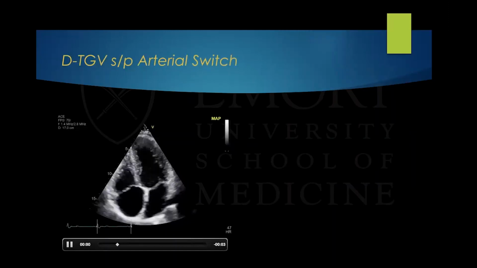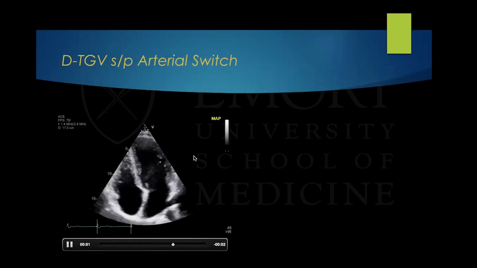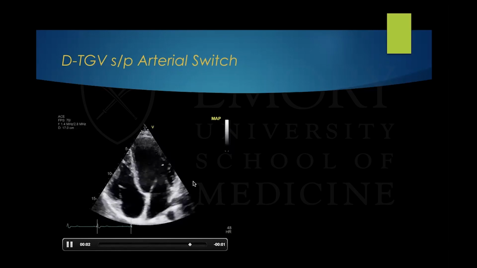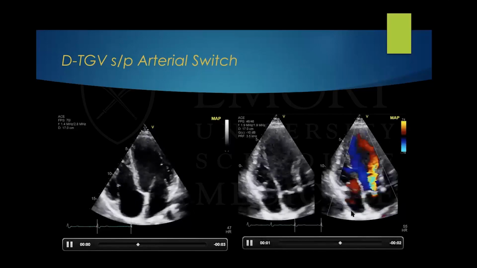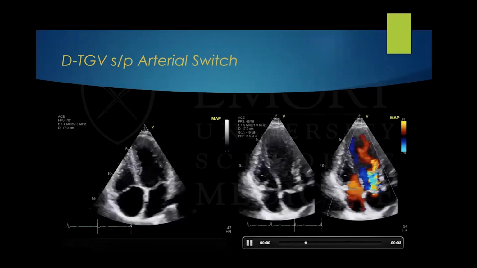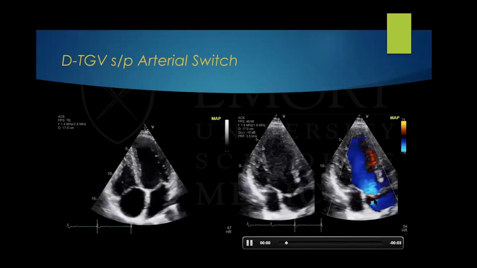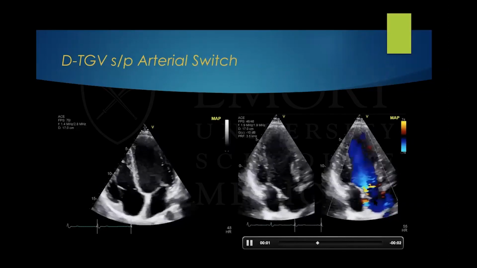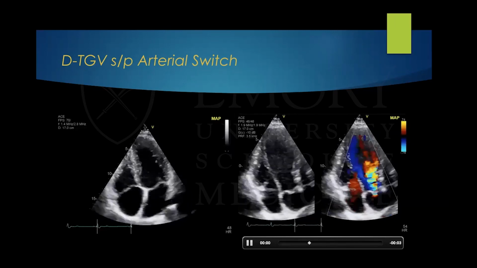And on the apical 4-chamber, the heart looks completely normal because you have switched your arteries. So your right ventricle is now pumping blood to the lungs, and your left ventricle is now pumping blood to the aorta. However, we can encounter a significant amount of neo-aortic insufficiency after this type of procedure. So we want to carefully assess the new pulmonary and the new aortic valves.